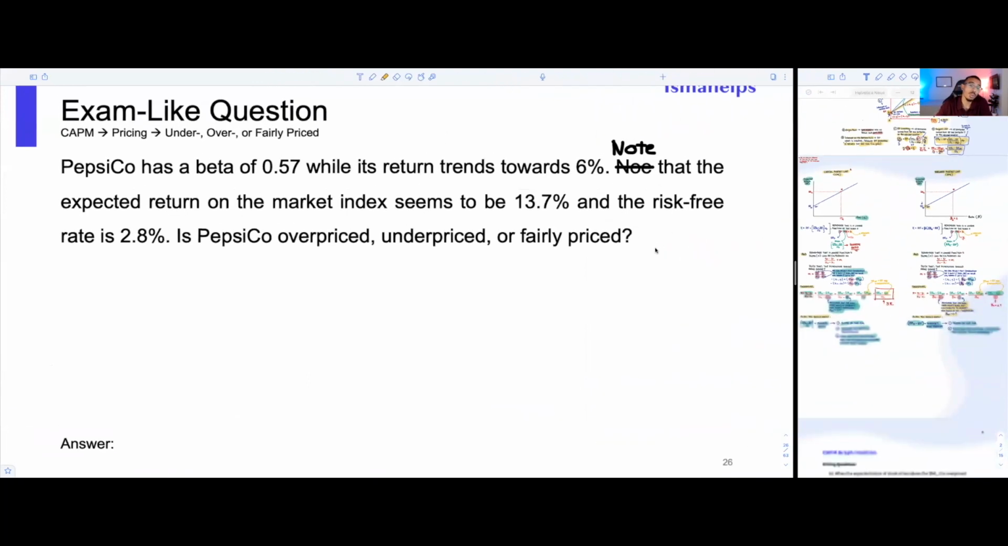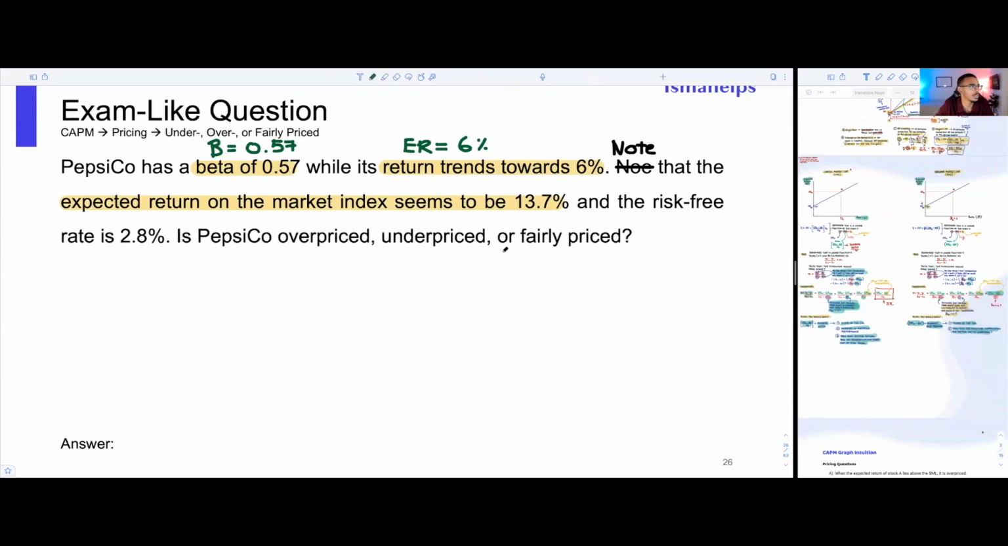Okay, so we're looking at PepsiCo, and PepsiCo has a beta of 0.57. So we know that the beta of PepsiCo is equal to 0.57. And we know that the return on PepsiCo seems to be 6%. So the expected return on Pepsi right now seems to be 6%. And we're also telling you that the expected return on a market index right now seems to be 13.7%. And the risk-free rate is 2.8%.